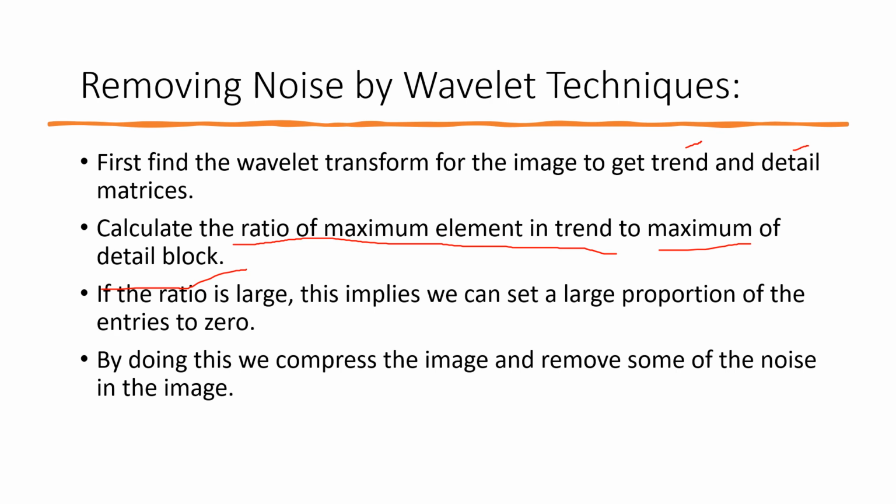Earlier we have seen it. By having a threshold value and equating all the elements to 0, we have compressed the image earlier. So similarly, if the ratio is large, then we are going to set a large portion of the entries to 0. By doing this, we are going to have a compressed image with some less noise.